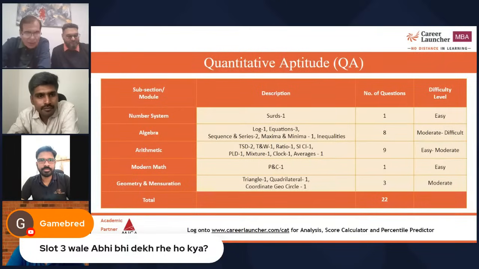So just a small intervention from my side for students who are from slot 3. क्योंकि I'm sure slot 2 वाले तो सब चले गए होंगे, slot 3 वाले कुछ बैठे होंगे.